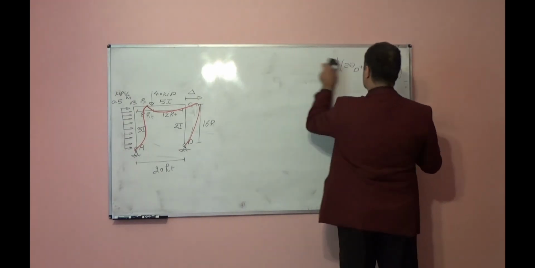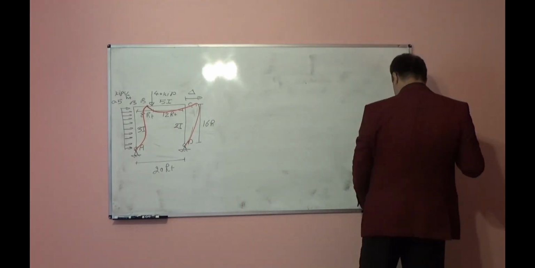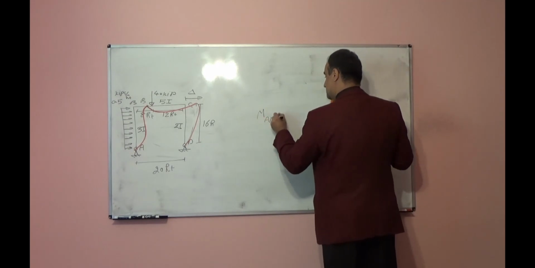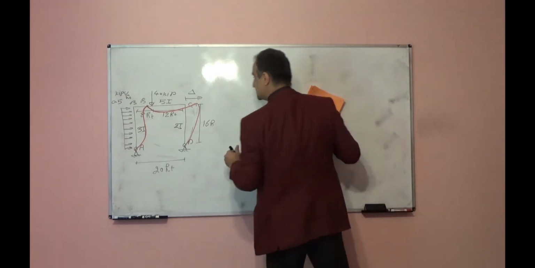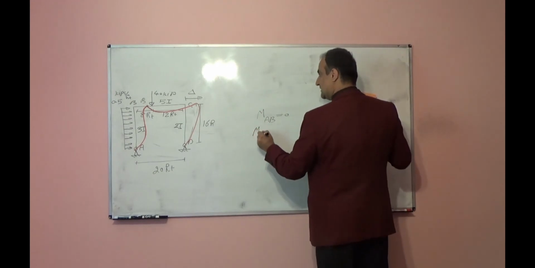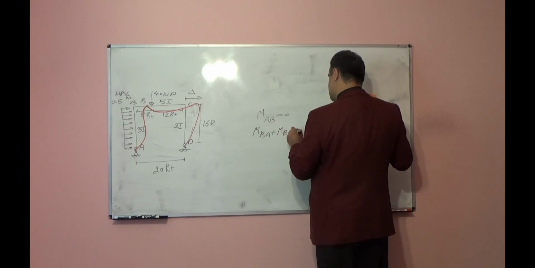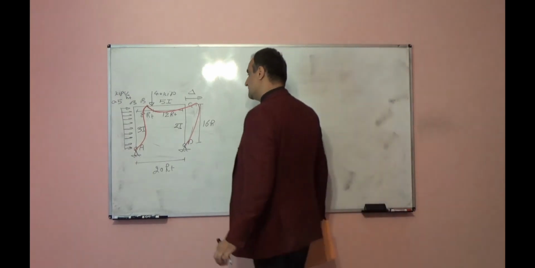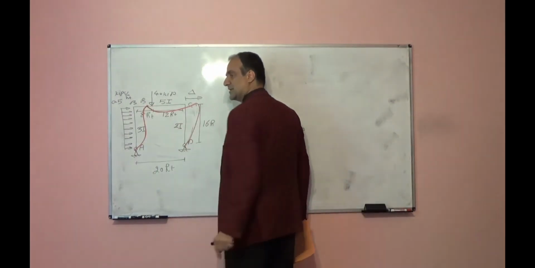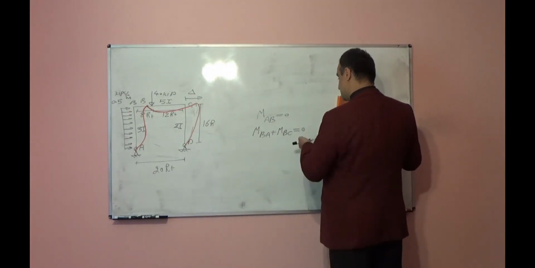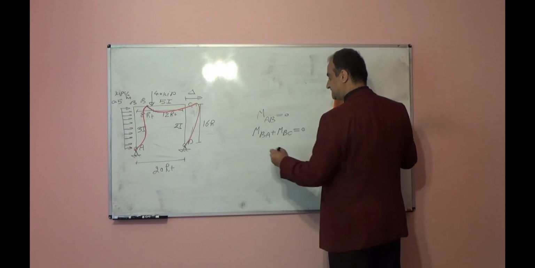Equations here. First equation, we know MAB is equal to 0 because it is a hinge support. MBA plus MBC is equal to 0 because this is a rigid joint, and the moments on both sides should be equal and in opposite direction. So if we add them, they should be equal to 0.